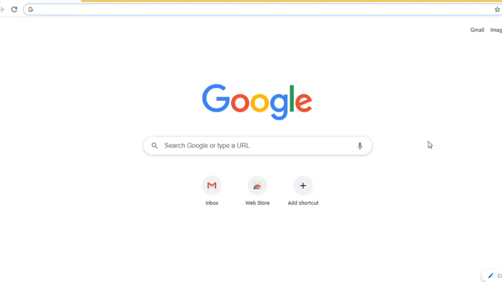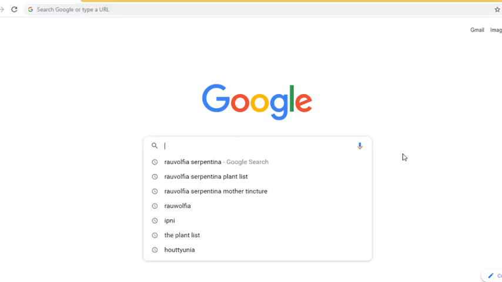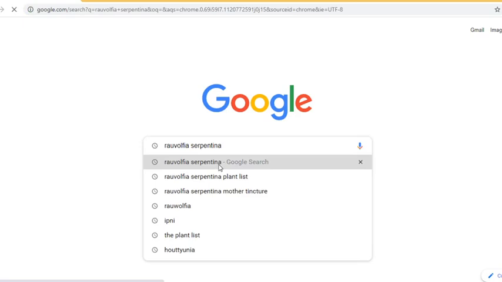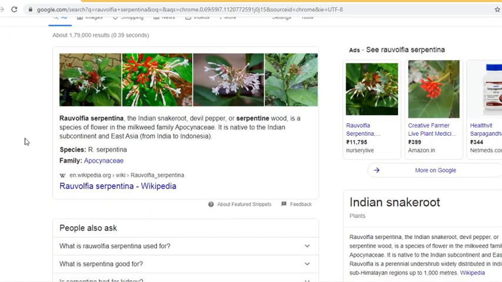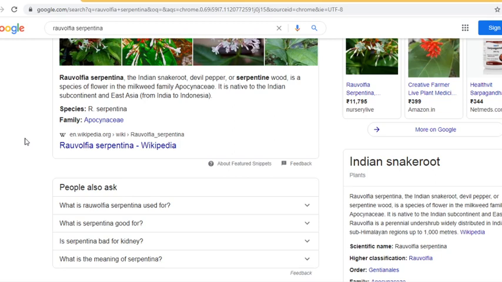Now you may think, why do we have to think so much about that, because it is so easy. Just type the name in Google and you will be flooded with information about that plant. But you cannot trust all the search results that you get from the internet. For example, let us see what information the internet gives regarding Rauwolfia serpentina. This is a very famous medicinal plant.